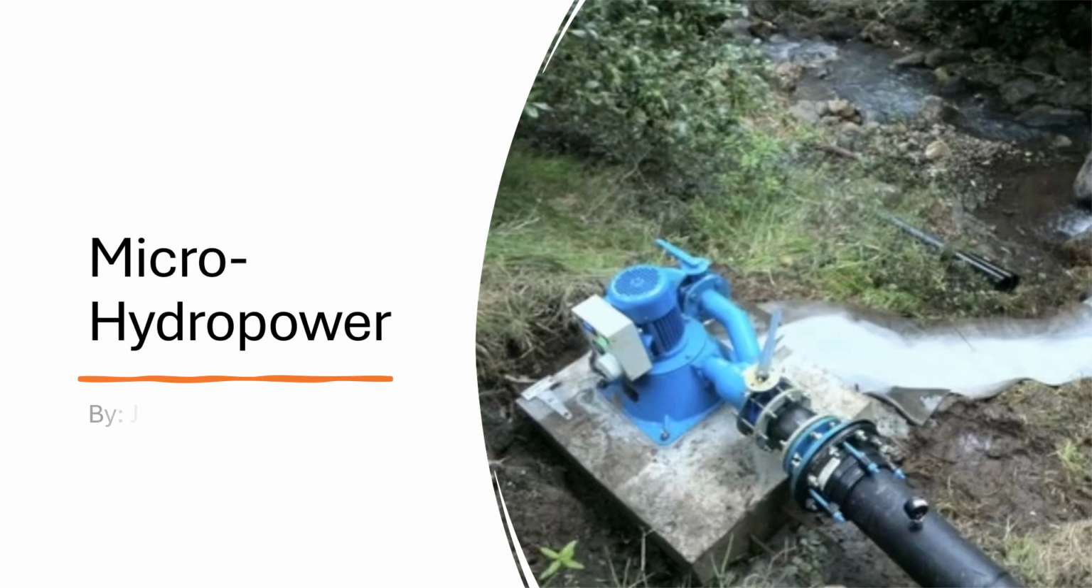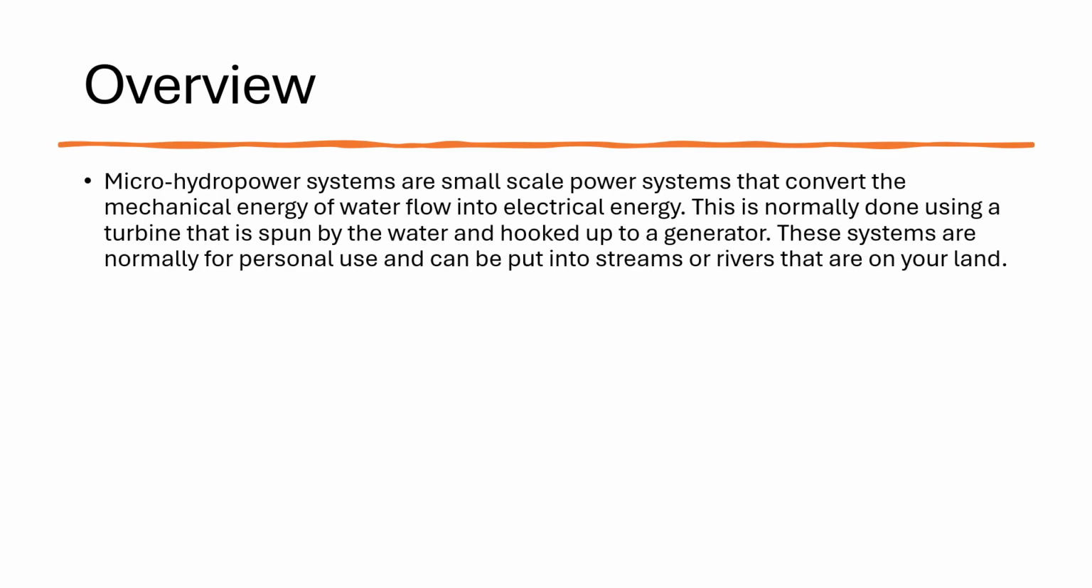Okay, so the next portion of this is micro hydropower. That's a thing that I researched. So, overview: micro hydropower systems are small scale power systems that convert the water flow into electrical energy. This is normally done using a turbine that is spun by the water and hooked up to a generator. I kind of spoke of this briefly before within the article.